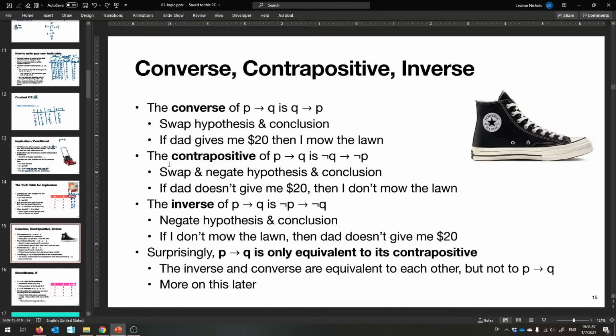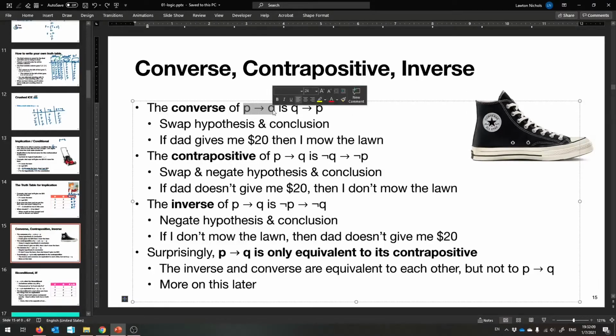We can do many things with implication. We can make up a bunch of different brand new terms based on implication itself. So we can make a term called the converse, of course. The converse of P implies Q, or if P then Q, is if Q then P. So you just swap them.